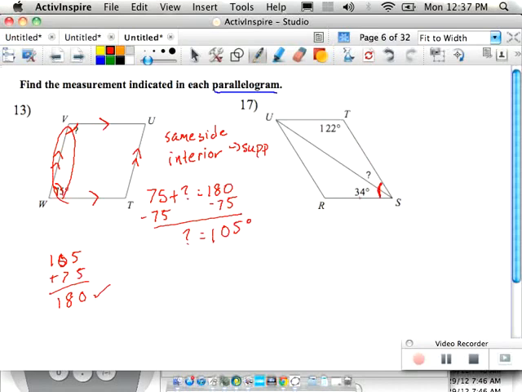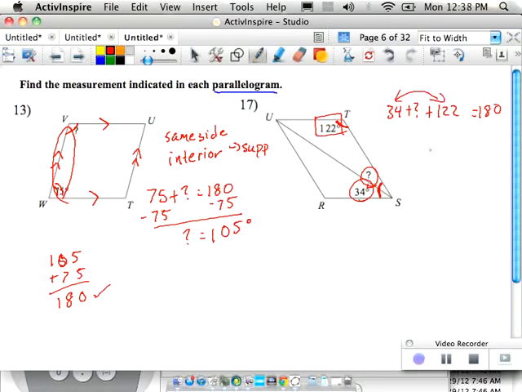This next one's slightly more advanced, but still the same general idea. We have this angle here, RST, and this angle here, 122, except RST is kind of split up into two pieces. We have the 34 and the question mark. So if we add the 34 and the question mark and the 122 all together, that still makes same side interior angles. So we're still going to have a relationship that adds up to 180. That means I'll have 34 plus a question mark plus 122 equals 180.